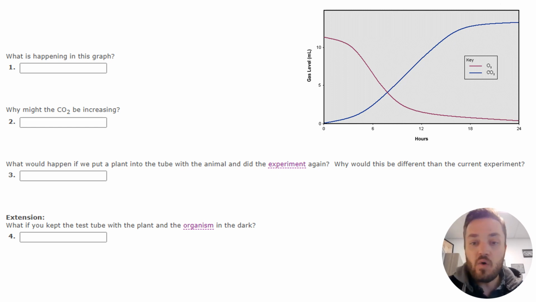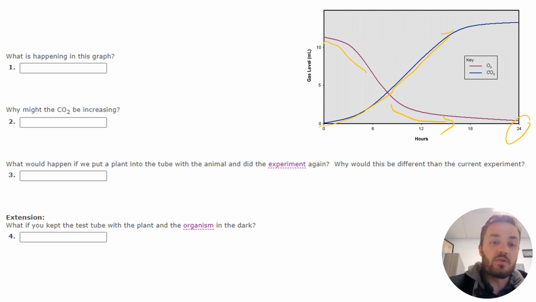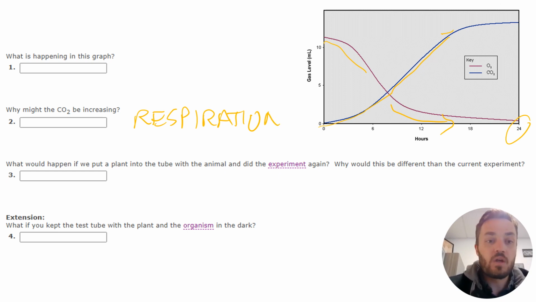Well, we notice that over time, over the course of a day specifically, because it's 24 hours, the CO2 levels are rising quite a bit, and the O2 levels are dropping quite a bit. So why would the CO2 be increasing? Well, the answer is because cellular respiration is happening, which has as one of its products CO2.